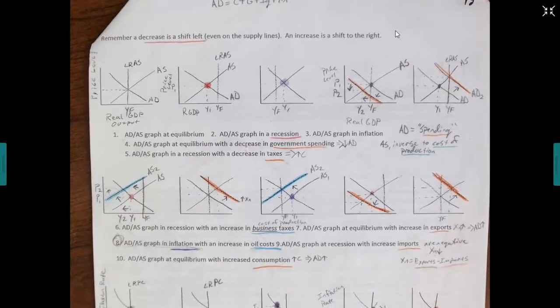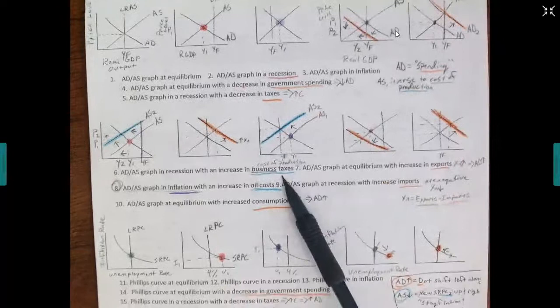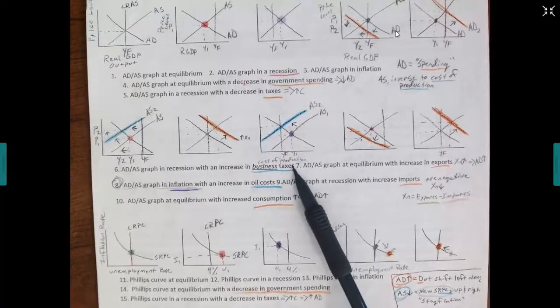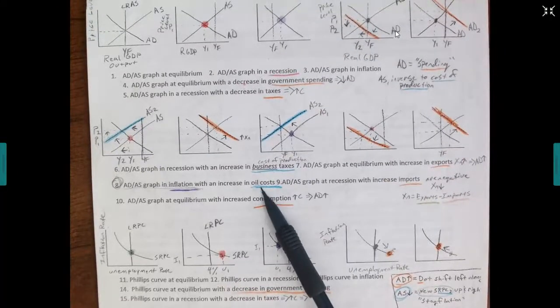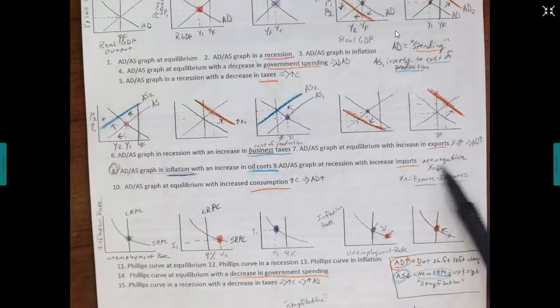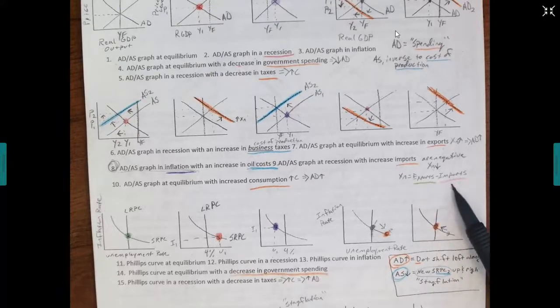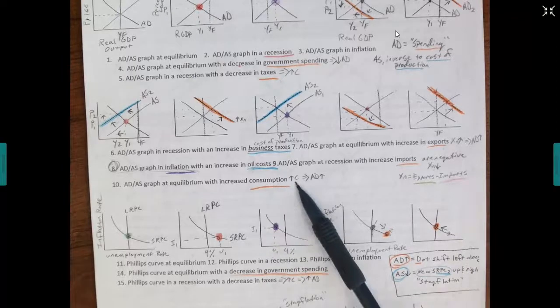Just remember, AD is spending, AS is the reverse: cost of production. Business taxes are going to be your cost of production. When you're dealing with things like oil, if you're in an inflationary period, imports are considered to be a negative. Remember, Xn is exports, which are good, minus the imports, which are bad here. If you change consumption, it's going to lead to a change in aggregate demand.